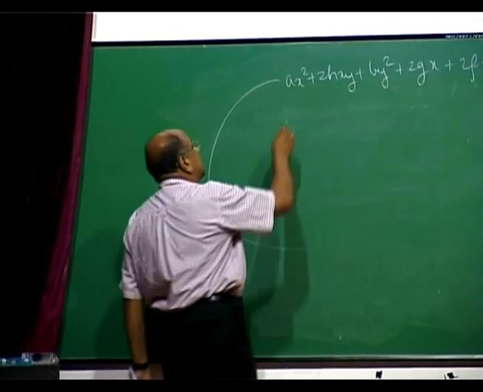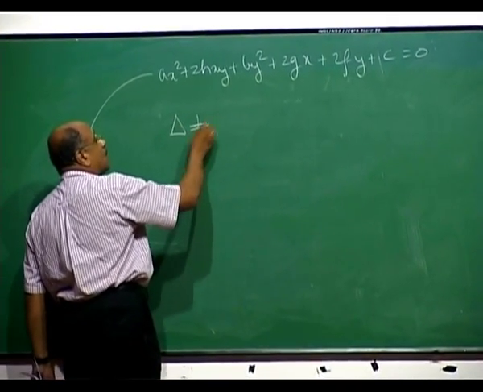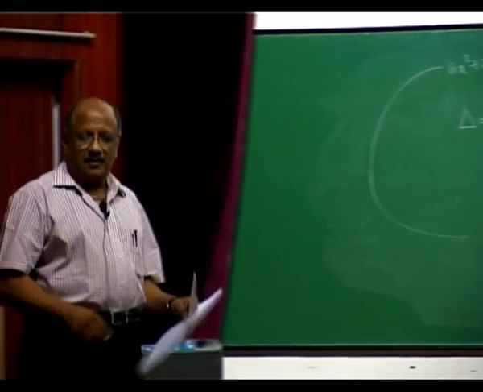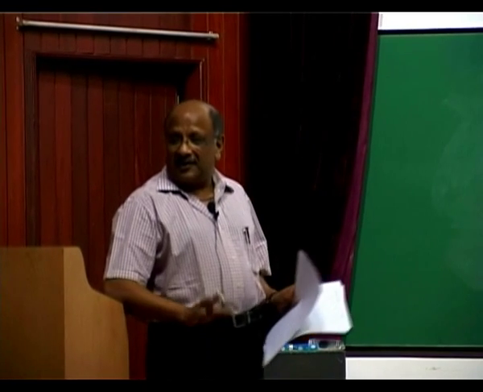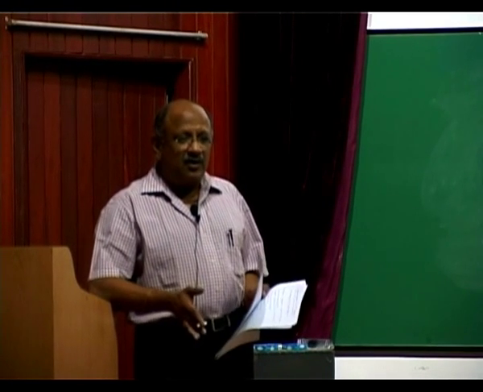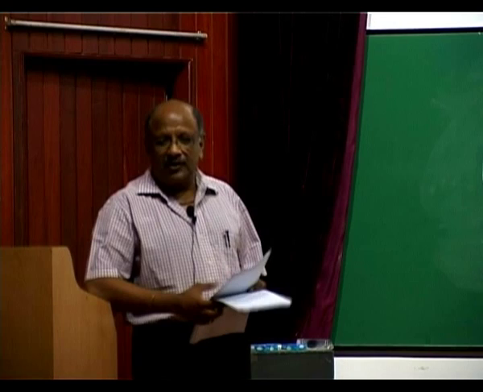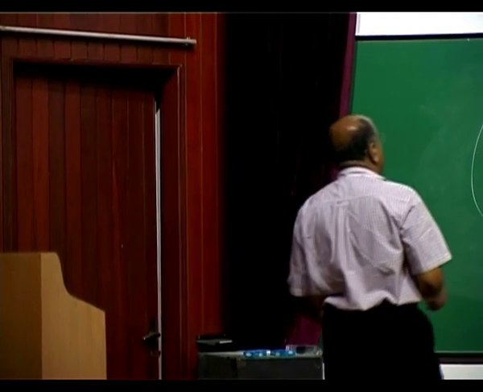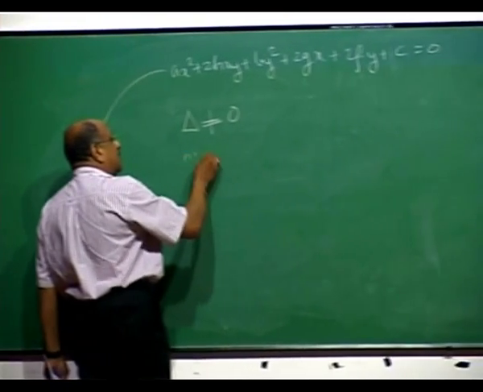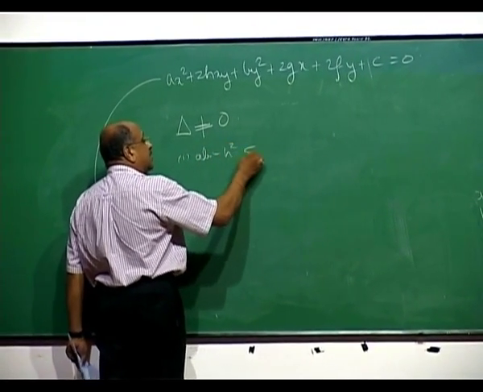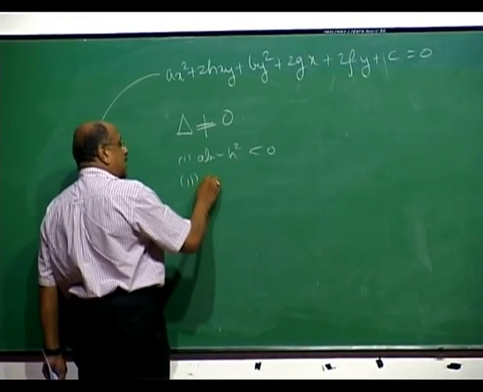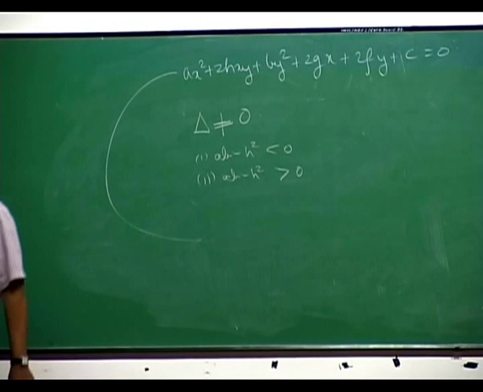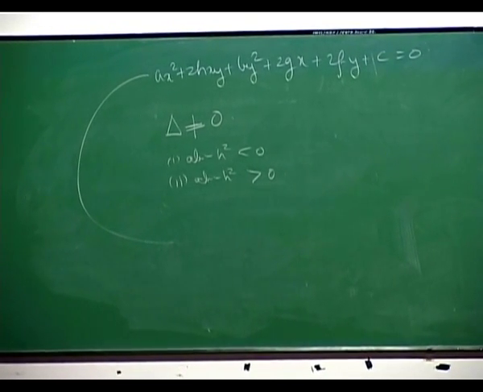Now let us consider the case when delta is not 0. So then it can't be a pair of straight lines. We know delta equals 0 is a necessary and sufficient condition for it to be a pair of straight lines. So delta not equal to 0. So again we have to look at two cases, ab minus h square less than 0 and ab minus h square greater than 0.